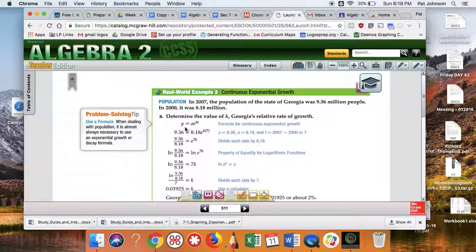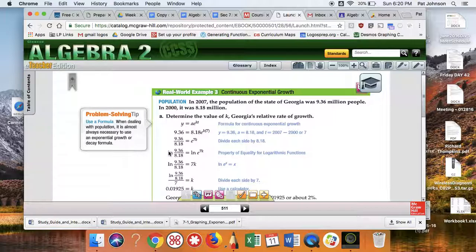So we start with our formula, y equals a times e raised to the kt. In 2000, there was this many people. In 2007, there was this many. So we're saying that the initial amount was 8.18 in 2000. Okay, we know in 2007, which would be 7 years later, we have 9.36. So we put that in our formula, and we simply can solve for k. But first, we have to divide both sides by 8.18. So we're left with this.